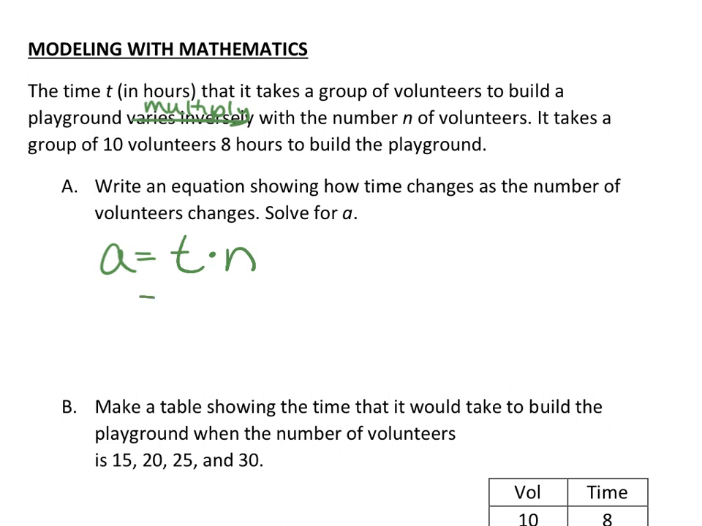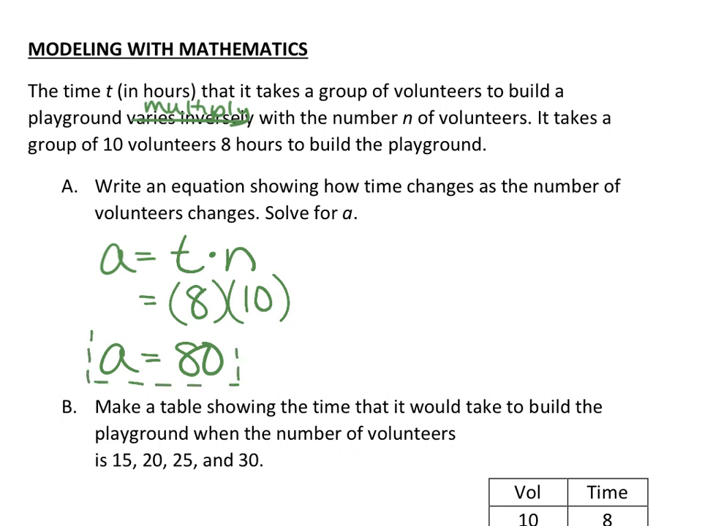Okay. How many volunteers did I have? 10. How many hours did it take them? 8. So what is my A value here? 80. Did we follow? We just still plugged in the numbers that we got into the multiplying question to get my constant, my A value.